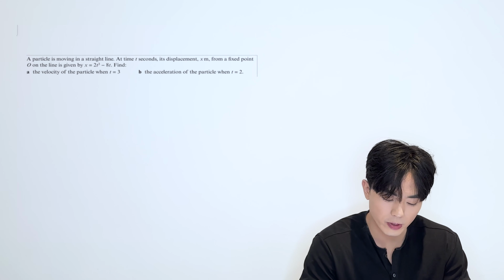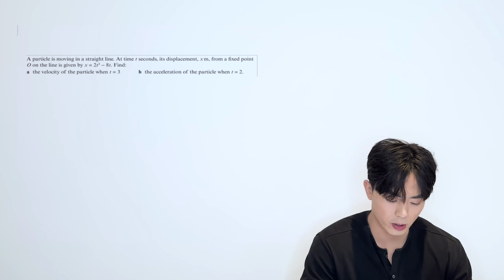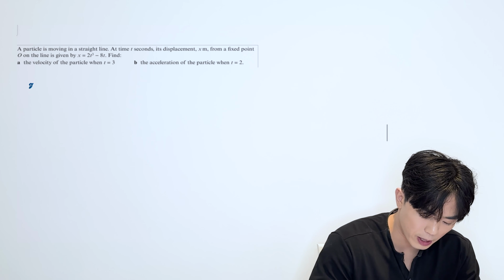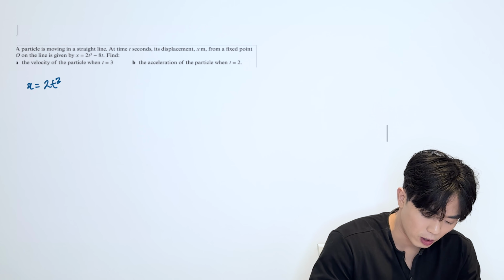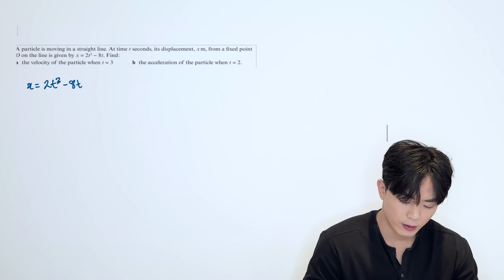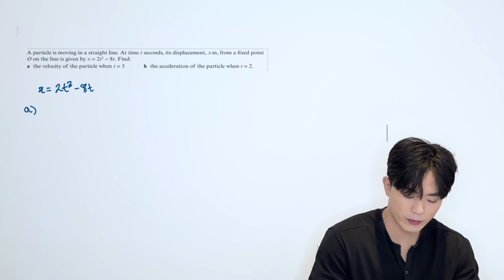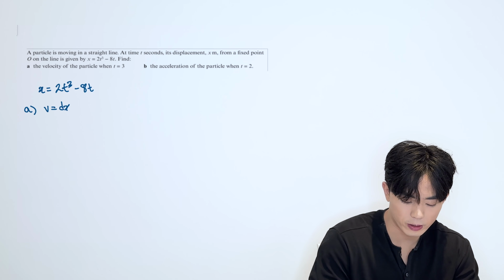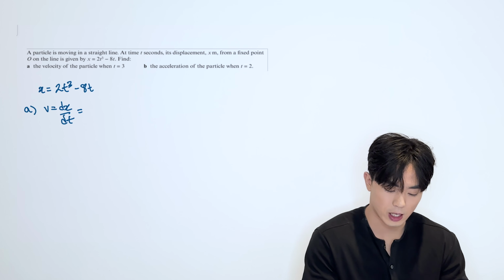A particle is moving in a straight line. At time t seconds, its displacement x from a fixed point is given by x equals 2t cubed minus 8t. A, find the velocity of the particle when t is 3. If we're given x, we know the velocity is just the derivative of the displacement, i.e. dx by dt. So I just have to differentiate its x function.